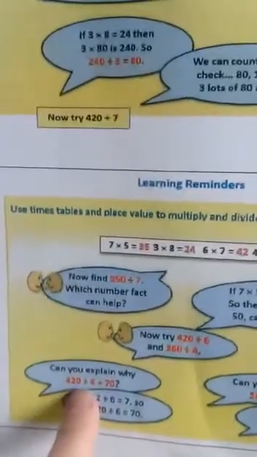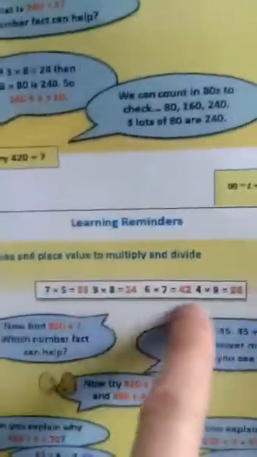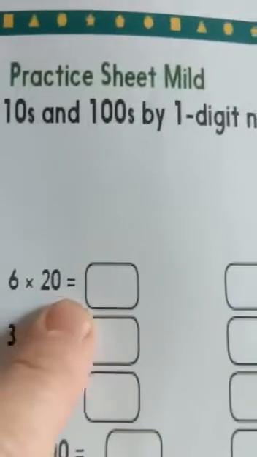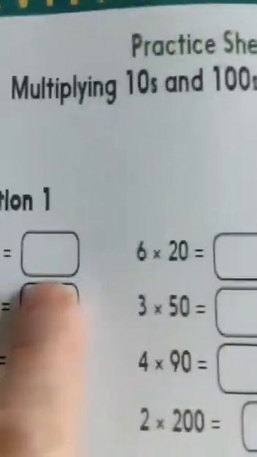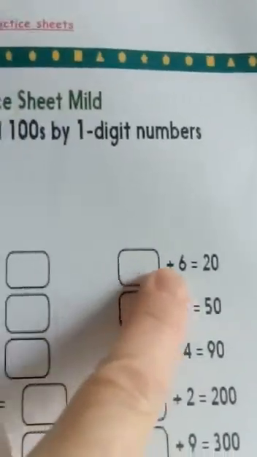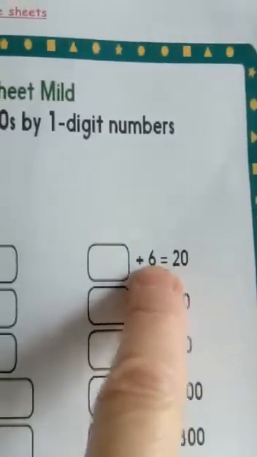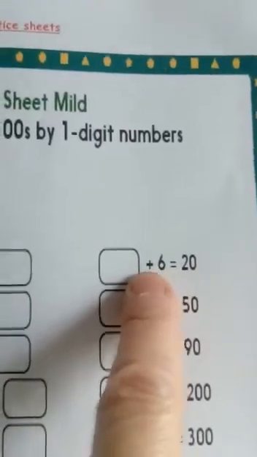Same with this other learning reminder. Thinking about your times tables and division facts. And then you can get onto your practice sheets, multiplying 10s and 100s by 1-digit numbers. So 6 times 2, 12. What would 6 times 20 be? Remember, 10 times more than the 6 times 2. And then what would you divide by 6 to get to 20? Or look at the inverse, go backwards. 20 times 6 is 120.